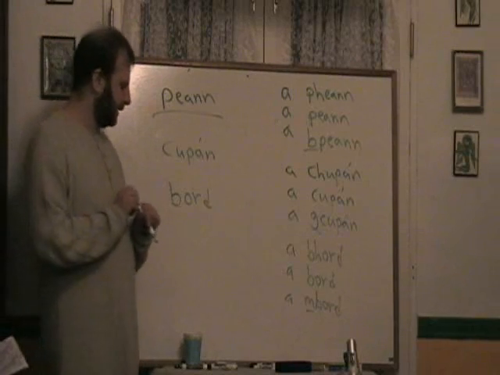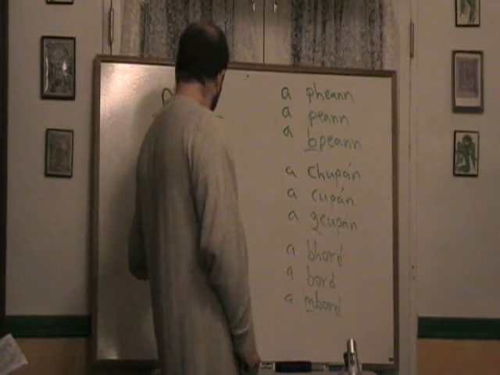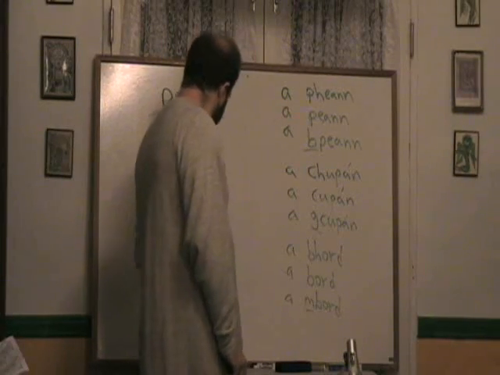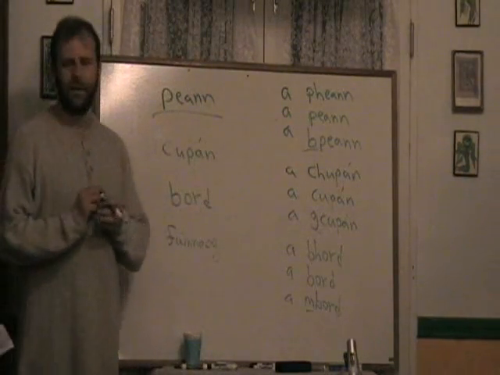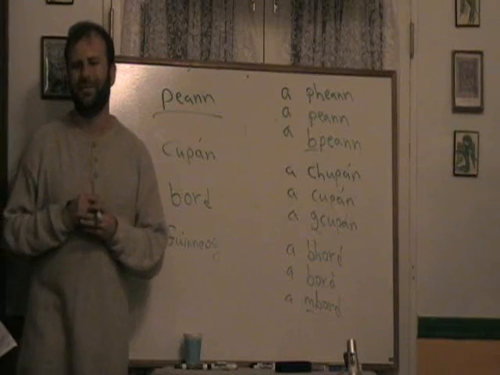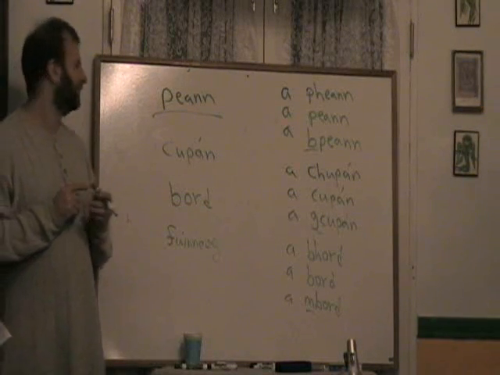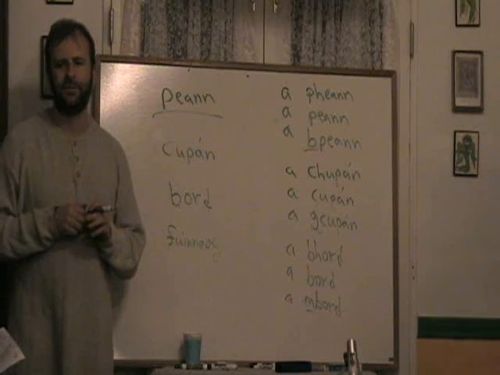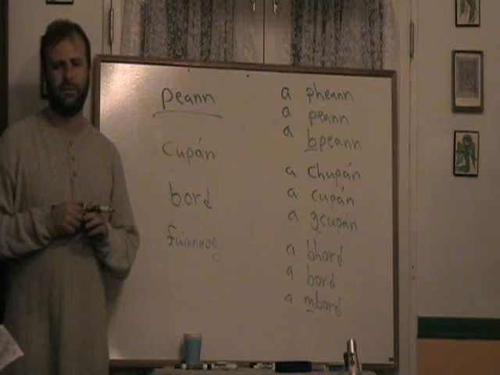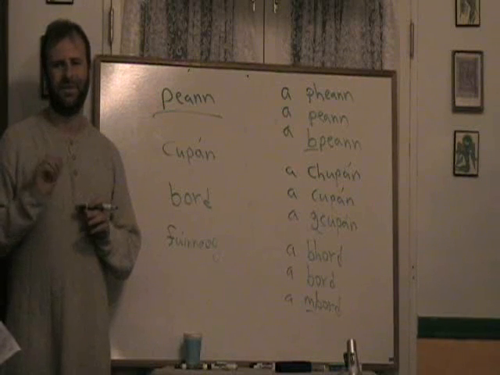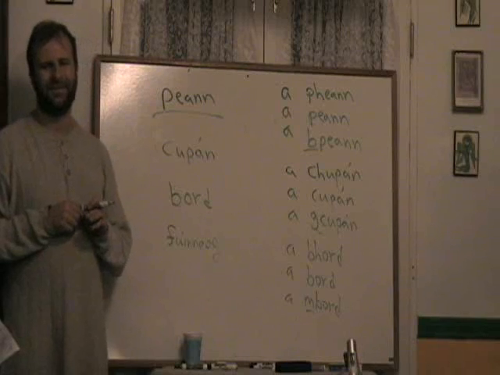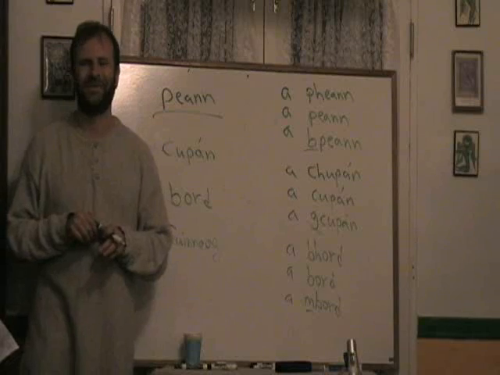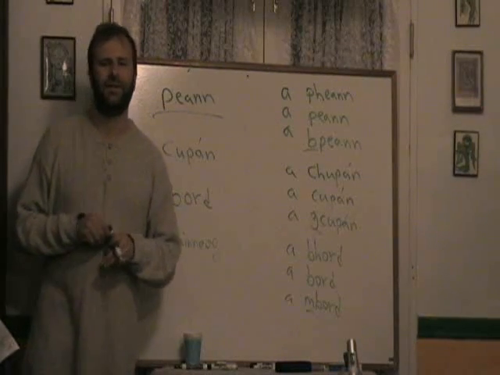Okay, and let's do one more. Funyog is window. So, how do you say my window? Munyog. Okay. How about your window? Your window? Or just one person? Dinyog. Okay. And how about his window?